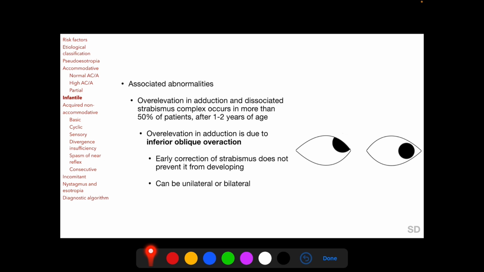Overaction of the inferior oblique muscle causes this overelevation in adduction because, if we recall, in adduction the inferior oblique is the primary elevator, and it has been found that early correction of infantile esotropia does not prevent overelevation in adduction from developing later. And this overelevation in adduction can occur in one eye or in both eyes when each adducts.